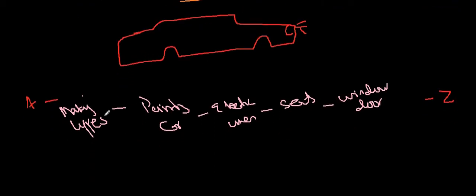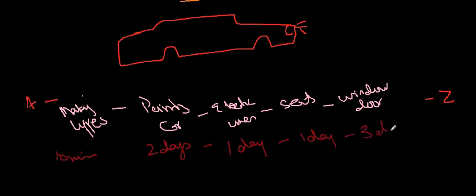And then he said, all right, it takes 10 minutes for the tires, 2 days for the paint, the electric wires are done in a day, seats are done in a day, windows or doors are fixed in 3 days. Then he averaged it all out and said, all right, this is what a normal time looks like. So whoever would do it way before the normal time, he would give them an incentive.